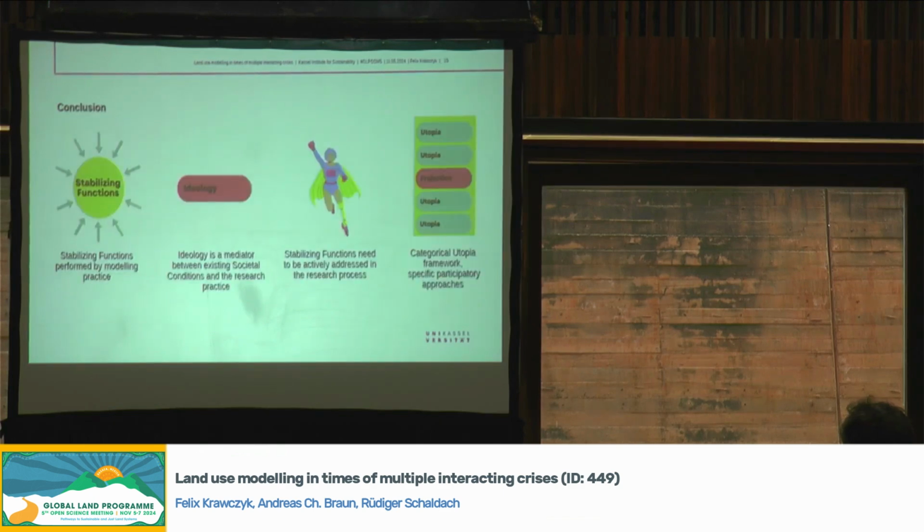So to conclude, I found these stabilizing functions, which are likely to be performed by modeling practice if they are not taken into account. And I figured out that ideology is the missing mediator in the literature, which is mediating between societal conditions and scientific practice. And we need to take the stabilizing functions actively into account and think about the politics of knowledge production. And I also told you about the categorical utopia framework.